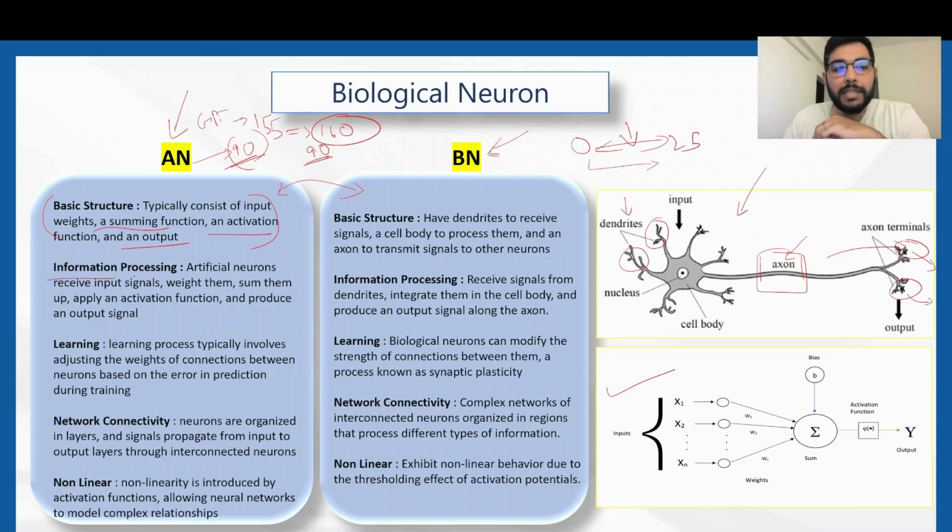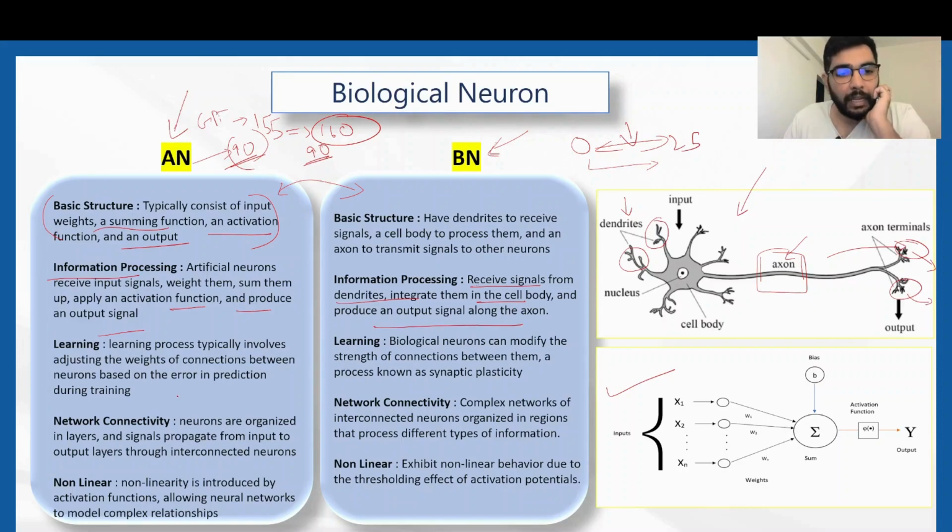The information processing, as we discussed, is the same in both: the artificial neuron gets the input, weighs the significance, sums it up, applies the activation function, and produces the output. The same way, a biological neuron receives the signal from the dendrites, integrates them in the cell body, and produces the output.